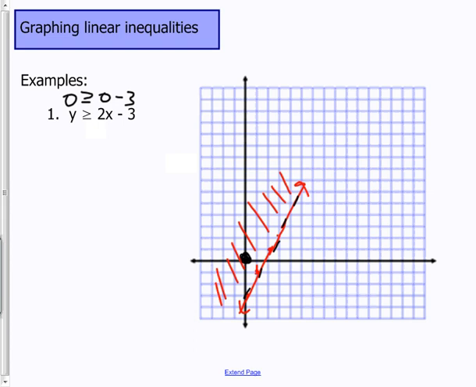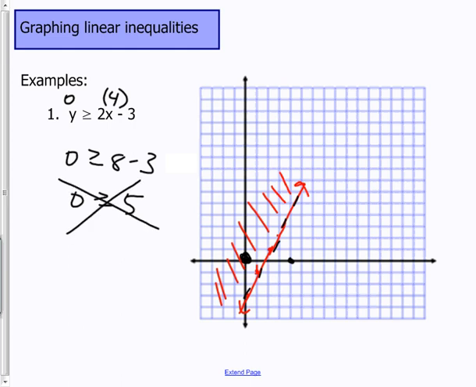Things over here shouldn't work. If I go to like (4, 0), x is 4, y is 0, it better not work. Is 0 greater than or equal to 8 minus 3? Is 0 greater than or equal to 5? Is it? No, it's not. It didn't work. That's why it's not shaded over there.